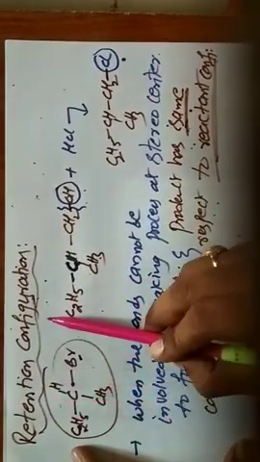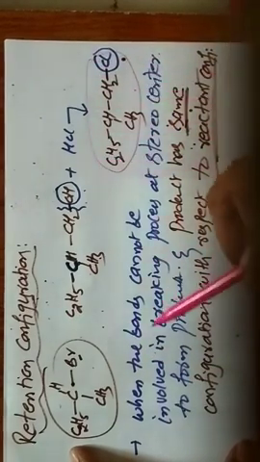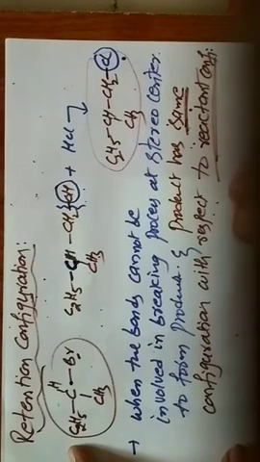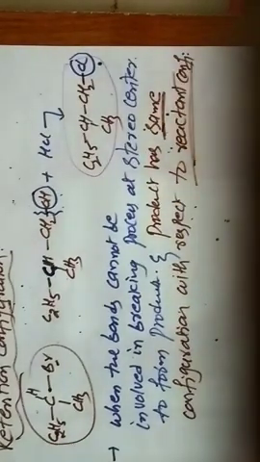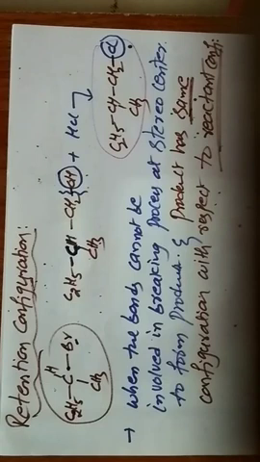If we get a product with a different configuration, that is called inversion configuration. These two terms we use in SN1 and SN2 mechanisms. So up to this one, very important topic. You read well. Next video we will learn SN1 and SN2 mechanisms.